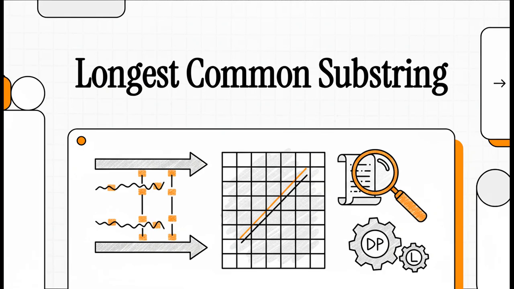You ever wonder how a plagiarism detector can sniff out one copied sentence in a 1,000-page book? Or how DNA sequencing finds crucial genetic markers? Well, at the heart of it all is a classic computer science problem, finding the longest common substring. And today, we're going to tear it apart and show you exactly how it works.